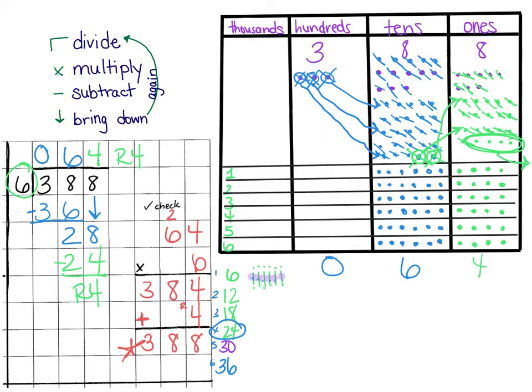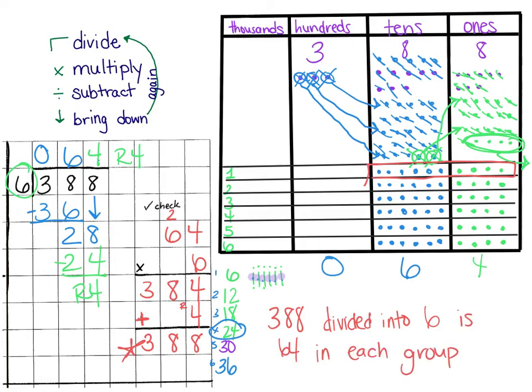Something that I want you to remember: 388 divided into 6 groups, which here are 6 groups, 1, 2, 3, 4, 5, 6, is 64 in each group. Here are the 64 in each group. And that is precisely what division is.